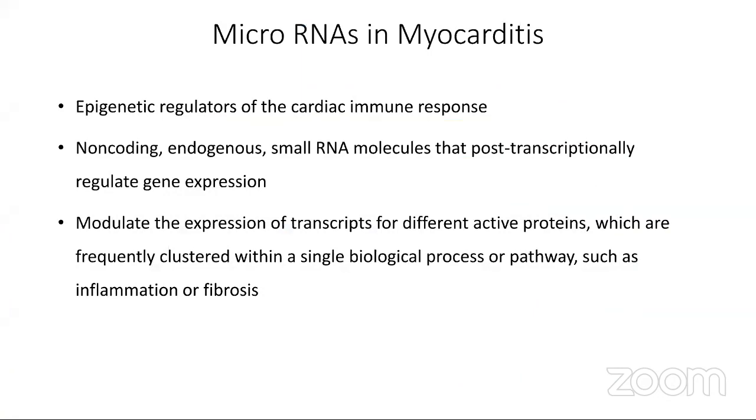What about the epigenetics in this subject? The epigenetics is very important. There are small RNA molecules, about 20 nucleotides in sequence. They are non-coding molecules. These RNA molecules can bind to the 3' or the 5' untranslated region, or they bind to the coding gene itself. When they bind to the coding gene itself, they modulate the expression and transcription of different proteins, which usually cluster in a single pathway, which may be inflammation or fibrosis.